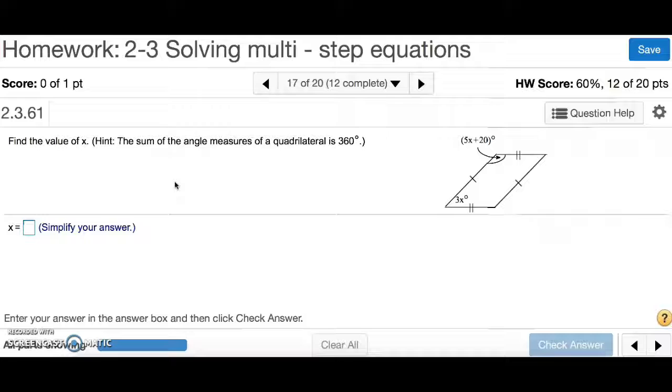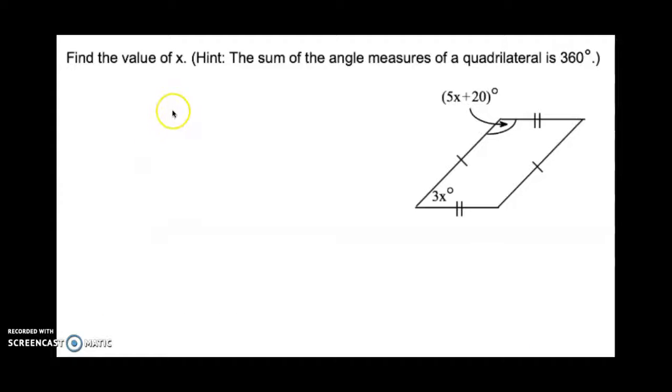Number 17, it says find the value of x. Let's take a look at it. To find x, we have to look at our hint, which says the sum of the angle measures of a quadrilateral is 360 degrees. A quadrilateral is a four-sided figure, which this is. If all four angles add up to 360, then it stands to reason that half of the quadrilateral will have a degree measure of half of 360, which will be 180.